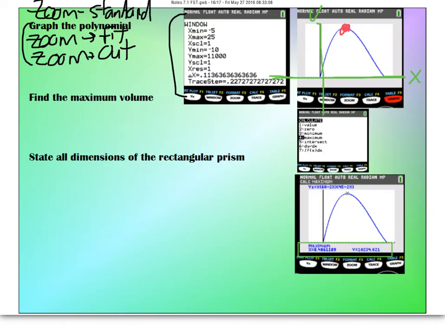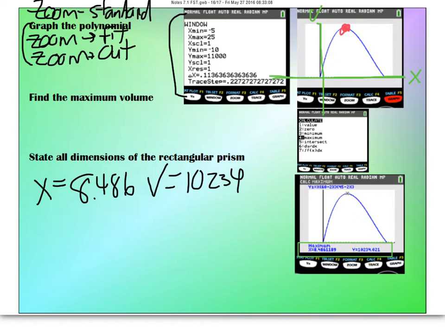So let me write that down. That said that X was equal to 8.486. V was equal to 10,234.021. So what does that mean? Well, what it told me is the maximum volume, and on this one we are dealing with centimeters. It means I can fill that box with over 10,000 little 1 centimeter by 1 centimeter cubes. That's the biggest it can get.